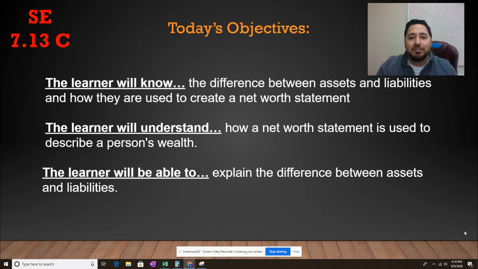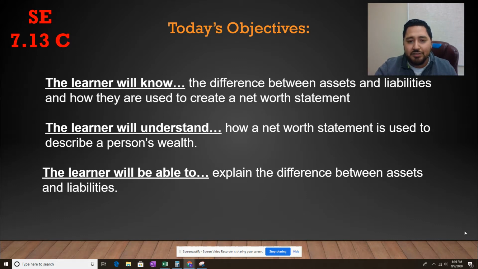And so the standard that we're working on today is 7.13C, which is called net worth. And our learning objectives for today are the learner will know, or if you're reading this with me, you can say, I will know. So I'm going to say, I will know. I will know the difference between assets and liabilities and how they are used to create a net worth statement. I will understand how a net worth statement is used to describe a person's wealth. And I will be able to explain the difference between assets and liabilities.